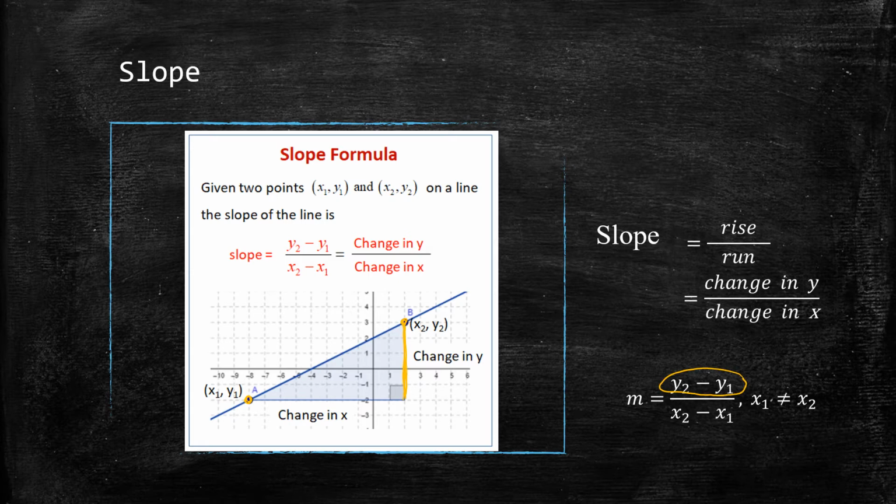In this picture, 3 minus a negative 2, or 5 units. The change in x is x sub 2 minus x sub 1. x sub 2 is 2, and then minus a negative 8, which is 10. So the rise over run in this picture would be 5 over 10, which you would reduce to 1/2. This formula works as long as those x values are not the same, so x sub 1 cannot equal x sub 2.